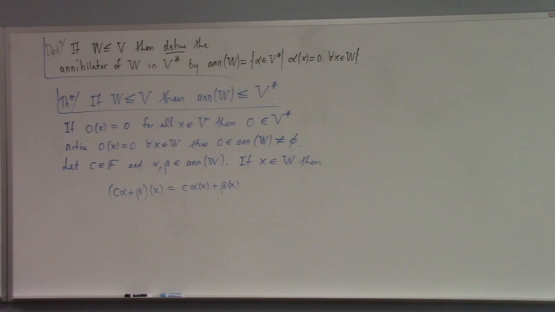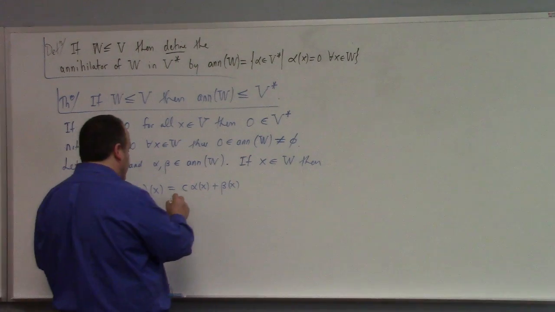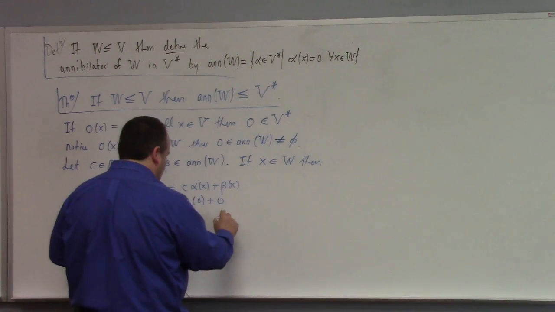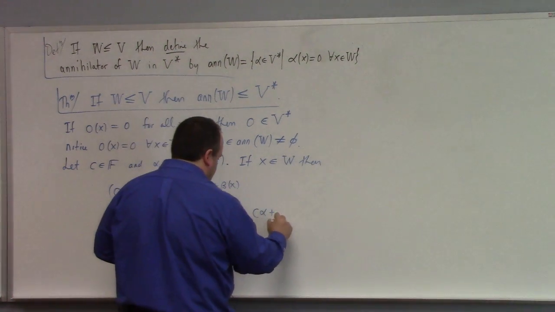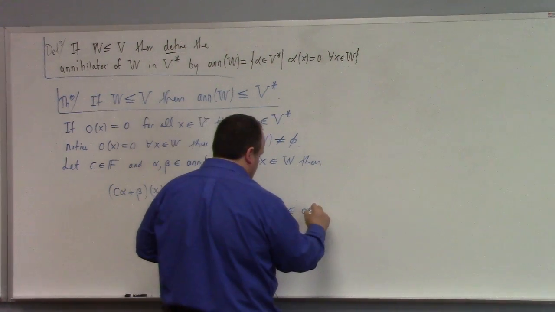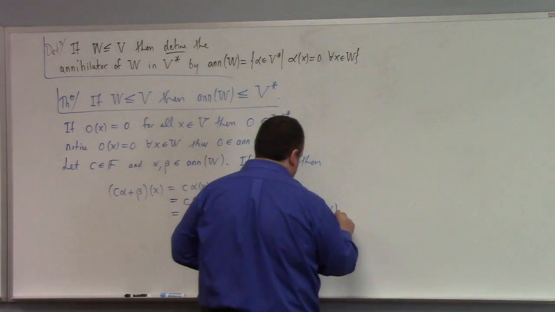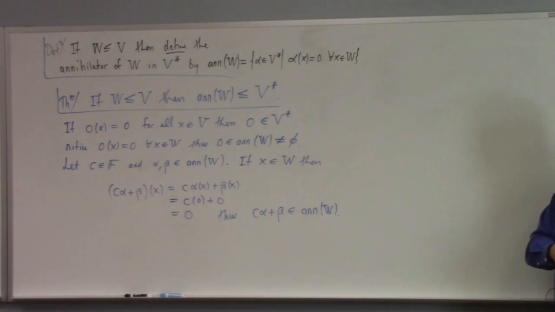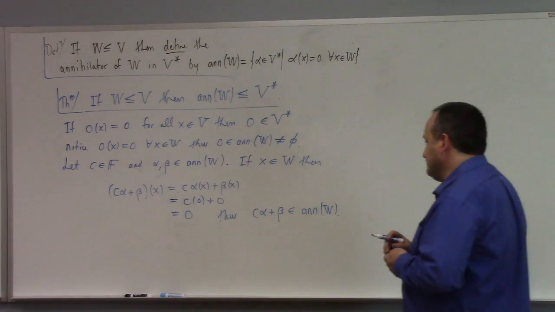But what do we know about alpha of x and beta of x? What are those? They're 0, right? By definition of the annihilator, these are 0. So c times 0 plus 0, which is equal to 0. Thus, c alpha plus beta is an element of the annihilator of W. And then by the subspace test, we have shown that the annihilator of W is a subspace of V dual. Okay?